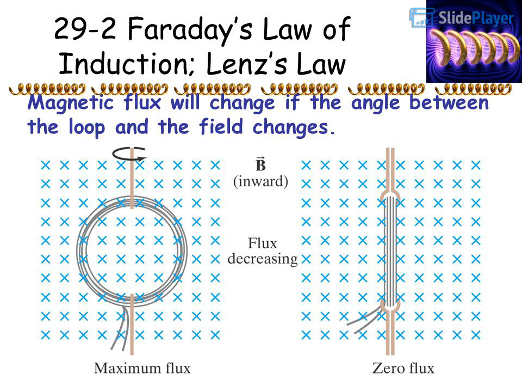29-2 Faraday's law of induction, Lenz's law. Magnetic flux will change if the angle between the loop and the field changes. Figure 29-7. A current can be induced by rotating a coil in a magnetic field. The flux through the coil changes from A to B, because theta, in equation 29-1a, Φ equals BA cos θ, went from 0 degrees, cos θ equals 1, to 90 degrees, cos θ equals 0.